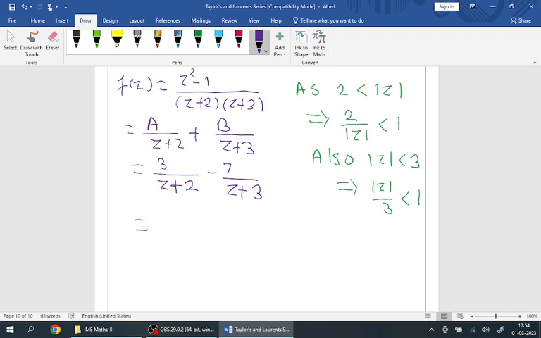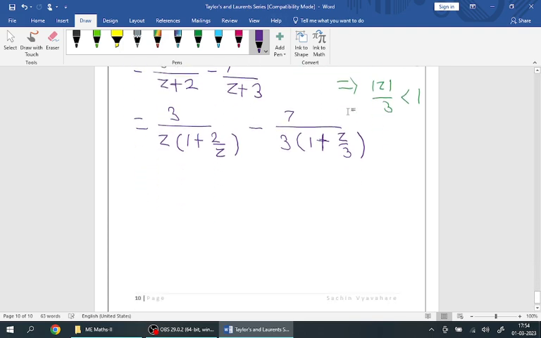So if we take z as common, we get 3 by z, 1 plus 2 by z, and here we take 3 as common. So if 3 is common, 1 plus z by 3 will be there. Both the times here 1 upon 1 plus r series occurs. So that is the different formula, alternate plus minus, we have to use it. So we got 3 by z, first term as it is. This is 1 minus r plus r square, minus r cube, and so on.